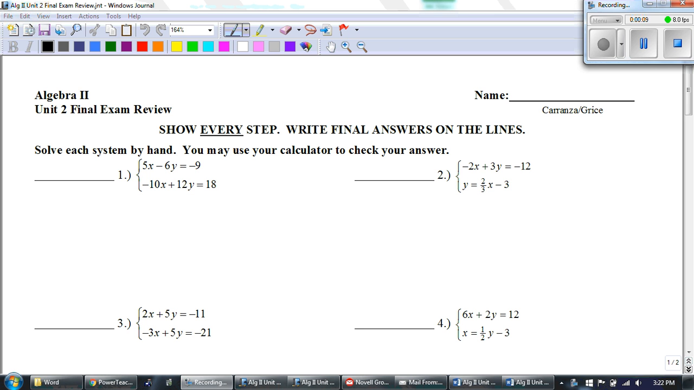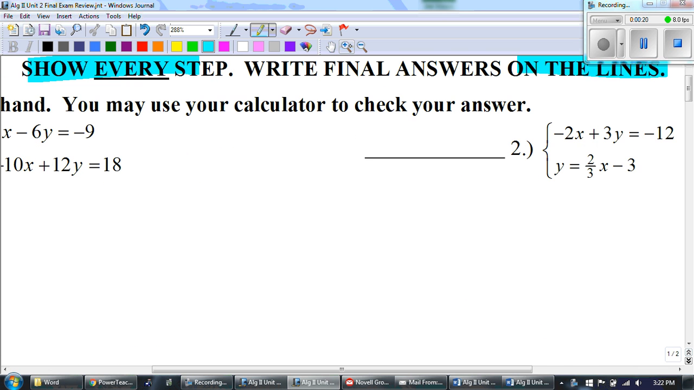Remember to show every step and to write your final answers on the lines. Okay, so solve each system by hand. You may use your calculator to check your answer.